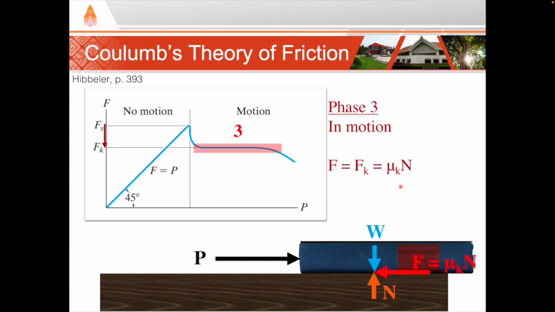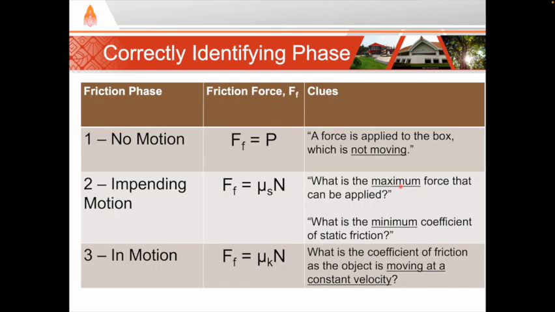So how do we know which phase of friction we are dealing with in a problem? Well, we can use clues in the problem statement to recognize which situation the problem is describing. Phase 1, which is no motion, means that the friction force is equal to the pulling or pushing force. The key to recognizing this kind of problem is that it will say the object is sitting or static. For example, a force is applied to the box which is not moving. What is the friction force?